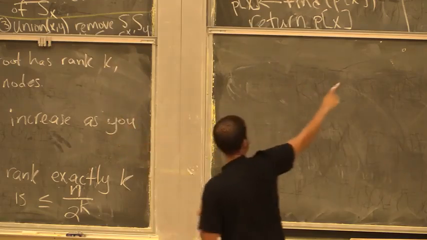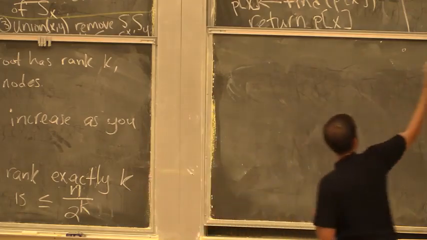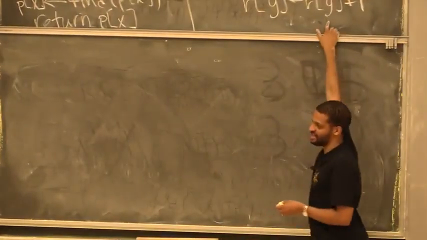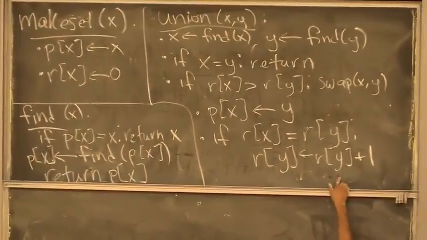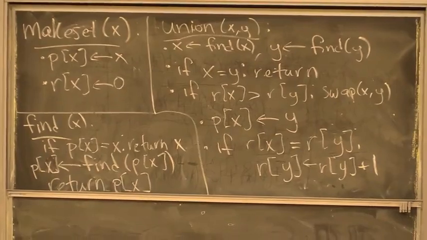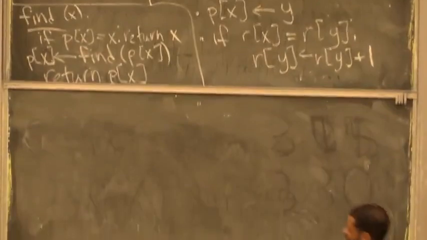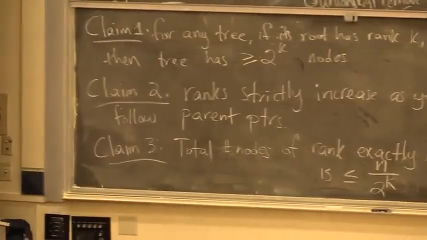And when I do a union, and I introduce a new edge, well, I always make the smaller rank guy point to the bigger rank guy. So again, ranks go up. Or if they're equal, I increment the parent. So again, ranks go up. So no matter what I do, I maintain this invariant that ranks strictly go up. Okay? So that's claim 2. Basically, as I follow parent pointers, ranks strictly go up.